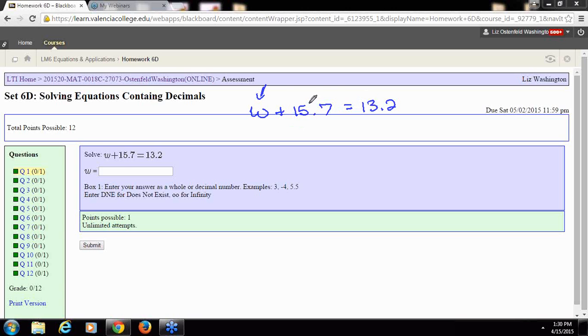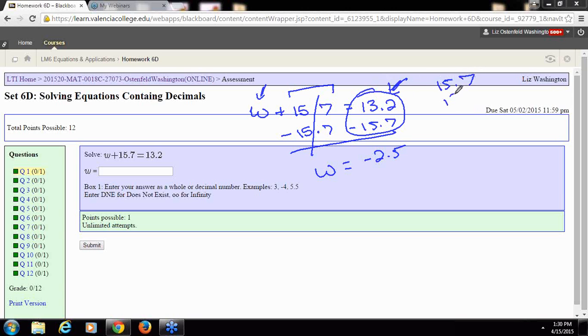So what I need to do is get rid of this 15.7 by doing subtract 15.7. I'm going to subtract 15.7 on both sides of the equation, and I'm going to get W equals a negative 2.5. Now again, you're doing this by hand, and by hand you can't work this problem like this. You're going to have to rewrite it to actually do the subtraction by hand so you can get the 2.5. And again, you always take the sign of the highest number, which in this case was negative.